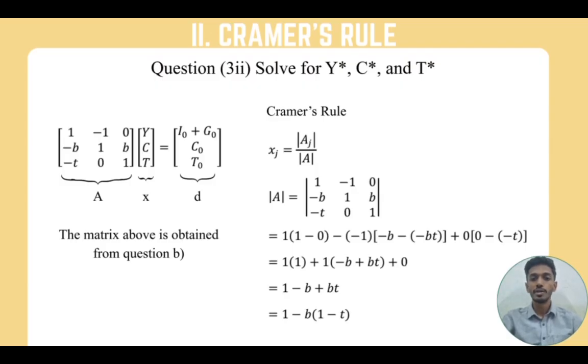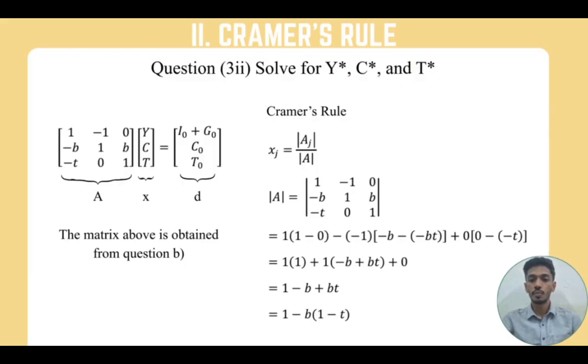So now I'm going to be explaining question 3 part 2, which is to solve for the aggregate expenditure, the consumption, as well as the income tax using Cramer's rule. Now on the left hand side here, we can see that we have matrix A, vector X, as well as vector D. And this matrix is obtained from the previous question, which was question B. So now what we want to do is use Cramer's rule in order to find the values for vector X, which is Y, C, as well as T.